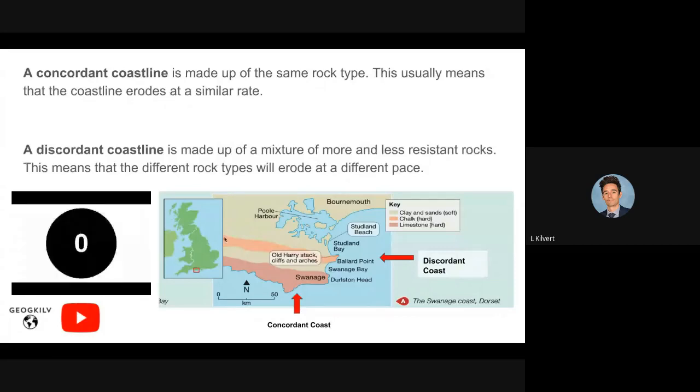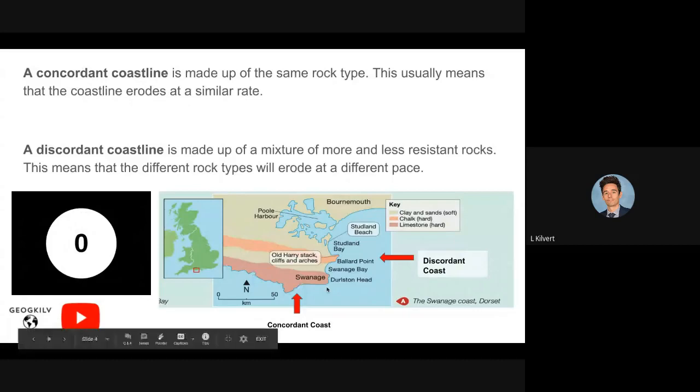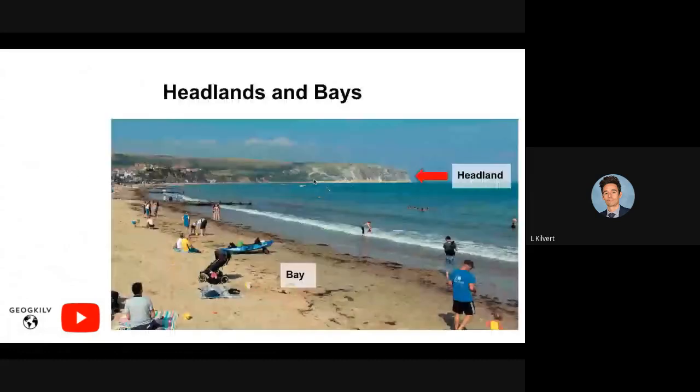Okay, and hopefully that's given you enough time to get that information down. So just to reiterate, the concordant coastline is a coastline which is made up of the same rock type, so it erodes at a similar rate, and the discordant coastline has alternate bands of hard and soft rock, causing a differential or a different rate of erosion. So that leads us to the formation of two features. So we've got headlands and we've got bays.